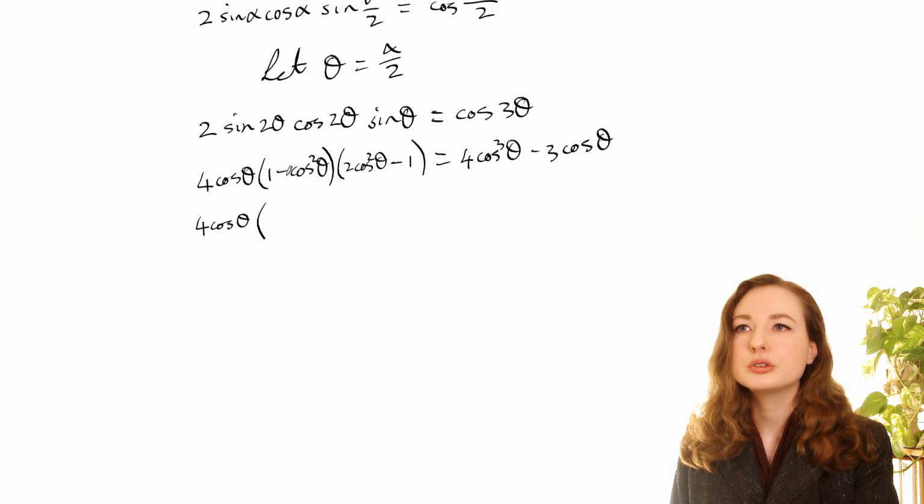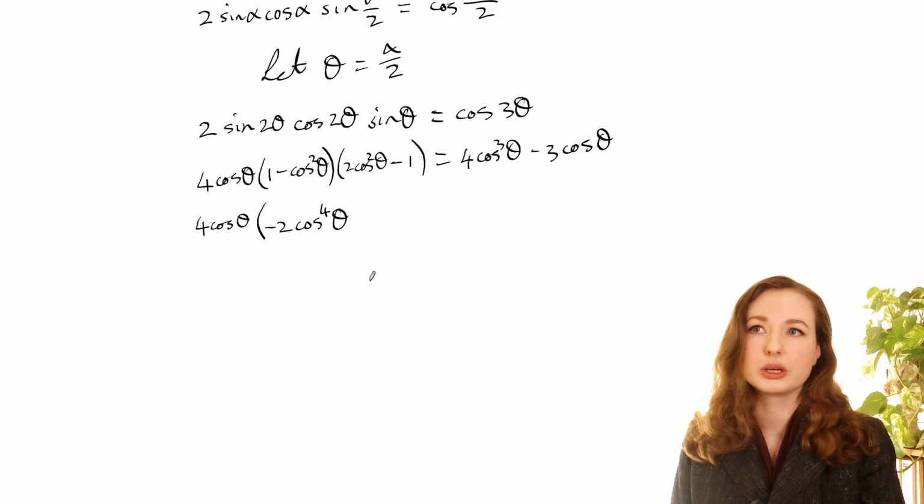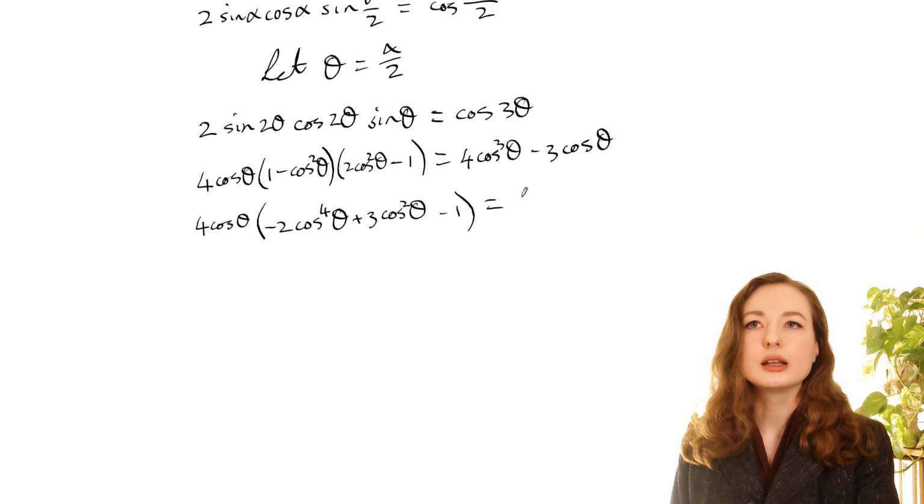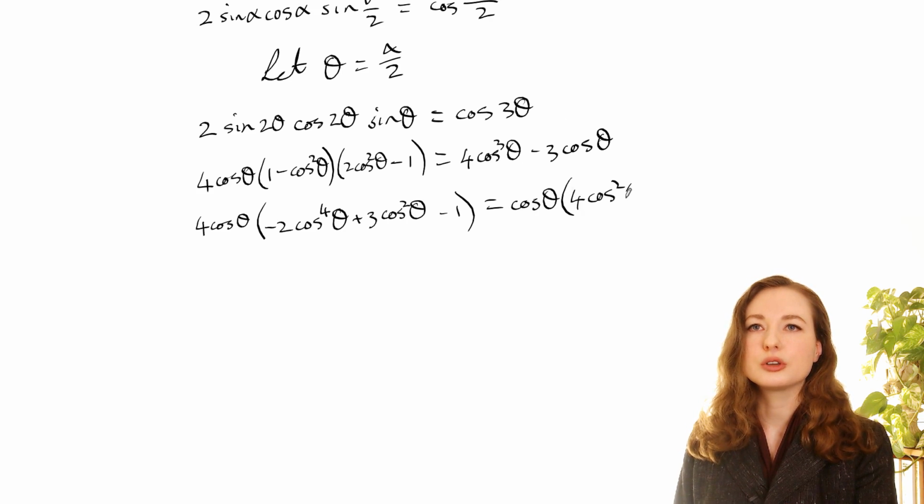I'm going to do that one times that one first, because that gives us the highest power of cos. We've got cos 4 theta, and then that one times that one is plus 1 cos squared theta, and then we've got that one times that one, which is another 2 cos squared theta. So we're going to end up with 3 cos squared theta, and then we've got minus 1 from those. And let's factorize that. Let's bring a cos theta out the front. So 4 cos squared theta minus 3 cos, no, just minus 3.